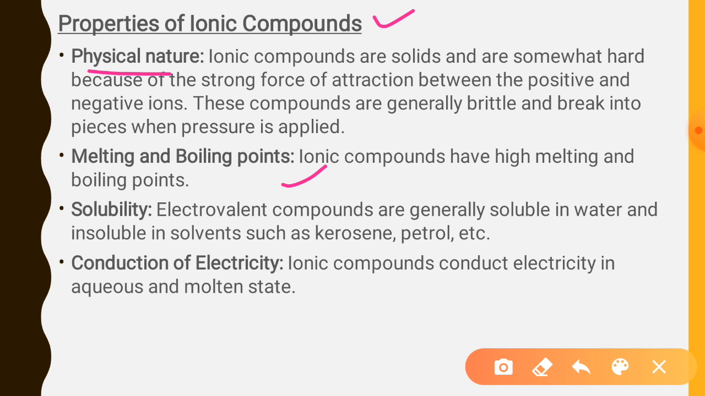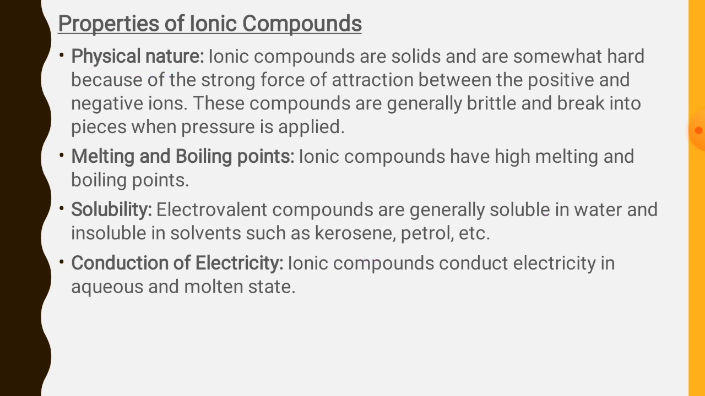Next is their solubility. They are soluble in water. Water is polar and ionic compounds have cations and anions, so there is a property like dissolves like. Because of that, ionic compounds dissolve in water, and they will not dissolve in organic solvents like kerosene and petrol.